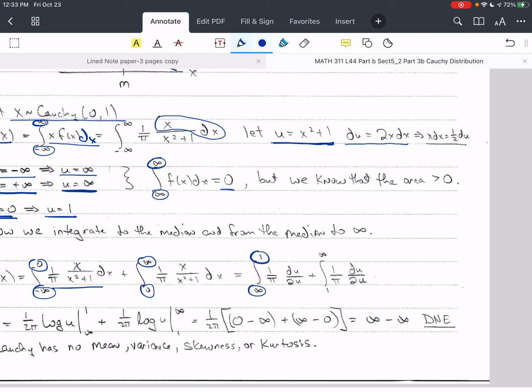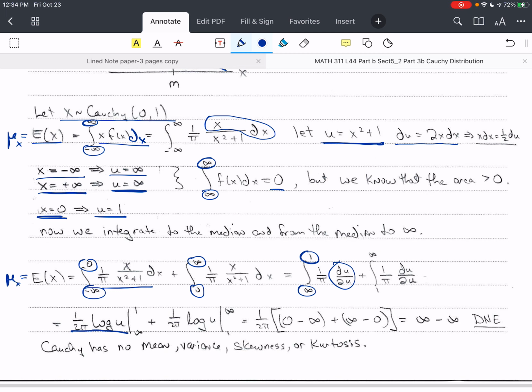We end up with 1 over pi du over 2u, and the integral of 1 over u is natural log of u. For statistics, we use just log because it's really the only log we use commonly. So when we're statisticians and we see log u, that means the natural log of u. Okay, so we have this expression from infinity to 1, and then this expression from 1 to infinity, and we see that we have 1 over 2 pi, negative infinity plus positive infinity, and that tells us that we can't evaluate this because infinity minus infinity is indeterminate. It shows us that this does not exist. So there is no mean, no variance, no skewness, and no kurtosis for the Cauchy distribution.